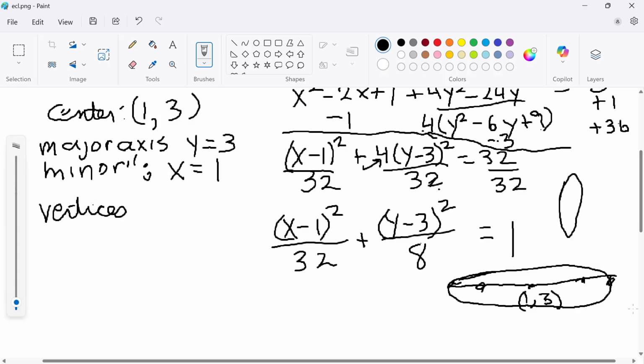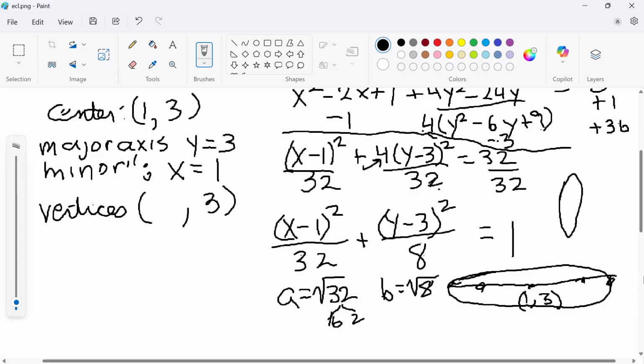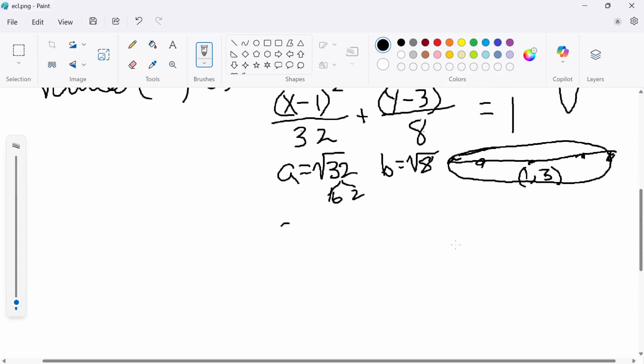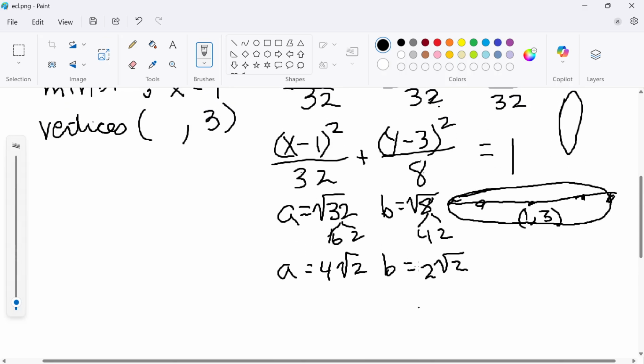I'm going to stay in that place where the y is, so 3, major axis. And then a is the square root of 32, because that's a squared, it's underneath. That's b squared, so b equals the square root of 8. Well, 32 is 16 times 2. Square root of 16 is 4, so a equals 4 square root of 2. B equals 8, is 4 times 2. Square root of 4 is 2. I pull that out, 2 square root of 2. I'll find C in a moment.